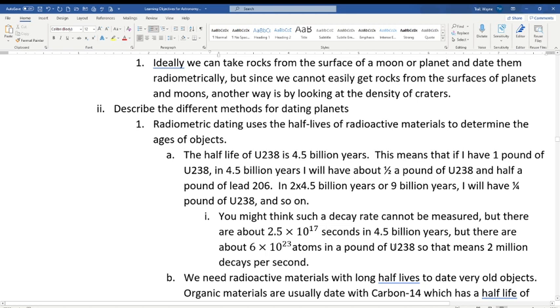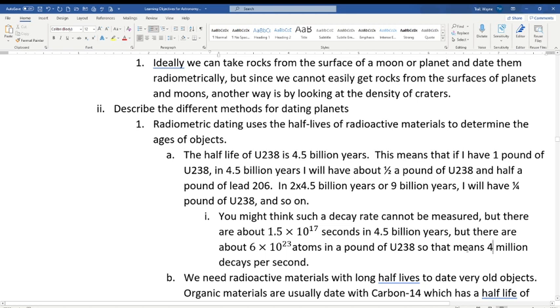atoms in a pound of uranium-238. Sorry, I had this number wrong. This is 1.5. And so if you divide the number of atoms by the number of seconds, I had to change this one too, at this rate, 6 times 10 to the 23rd atoms in 1.5 times 10 to the 17th seconds is about 4 million decays per second. And so it's easily detectable. So you can figure out the rate of decay and convert that into years per pound, and it comes out to 4.5 billion years for the half-life.